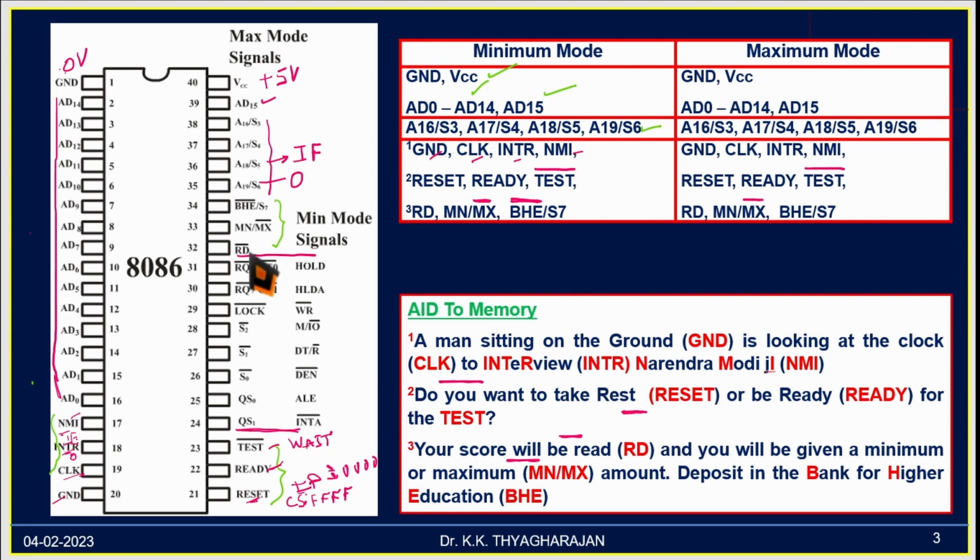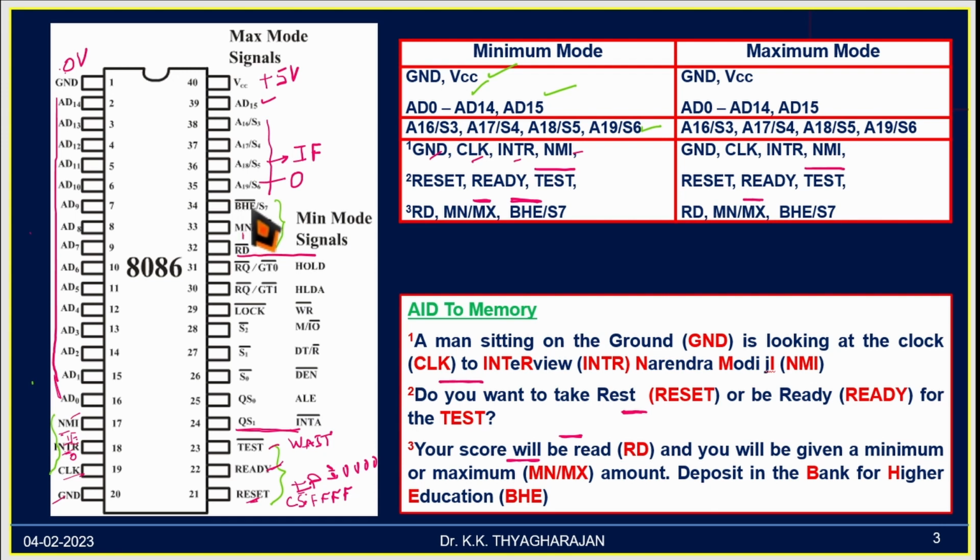This is the read signal. It is an active low signal. When the processor wants to read data from the memory or an IO port, it will make this signal low. This is the minimum maximum pin. If you connect this pin to 1, then it will work in minimum mode. If you connect this pin to 0, then this processor will work in maximum mode.